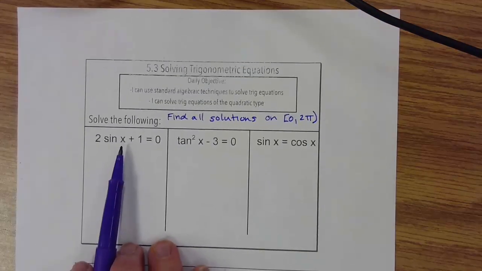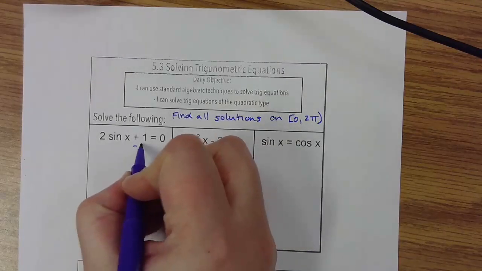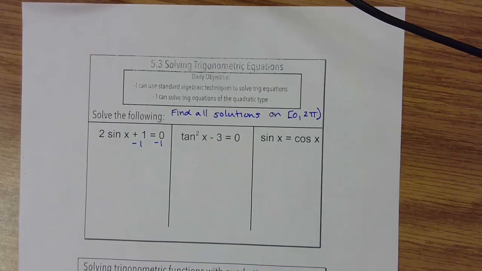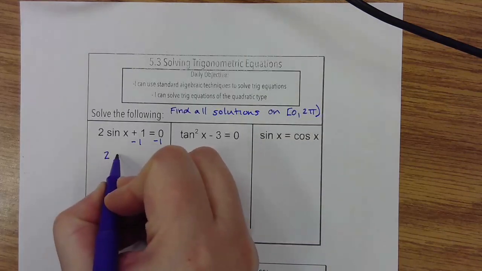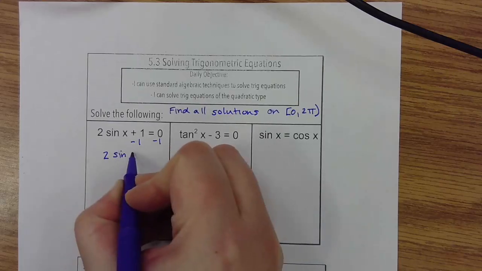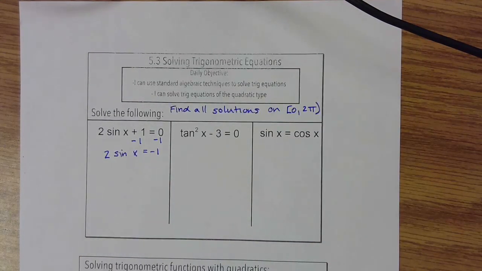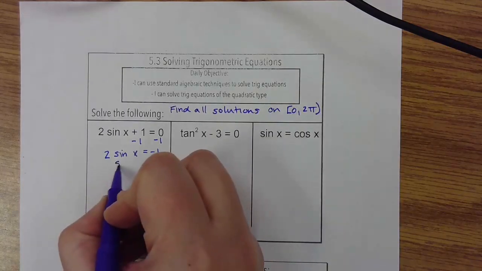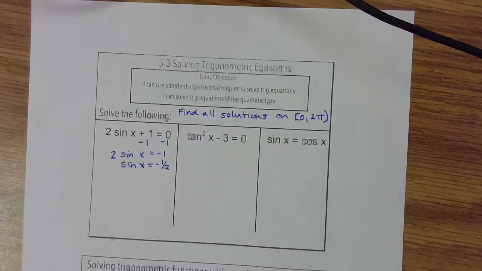So again, just thinking about the warm-up, our main goal is always to isolate that variable, to get that x by itself. Your solving doesn't change. That whole process doesn't change. We're just trying to get x by itself. So we have 2 sine of x equals -1. Then we divide both sides by 2. So the sine of x would equal -1/2.